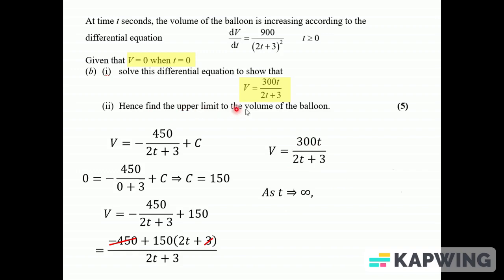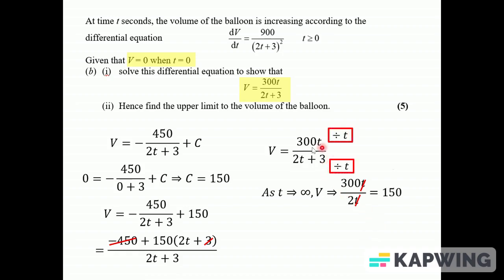Then it says find the upper limit, so let's find out what the V is as t goes off to infinity. Well, as it does, this plus 3 gets smaller and smaller in comparison. You get swamped by the size of the t's. It's less and less significant. So the whole thing just gets closer and closer to just 300t over 2t, which is 150.